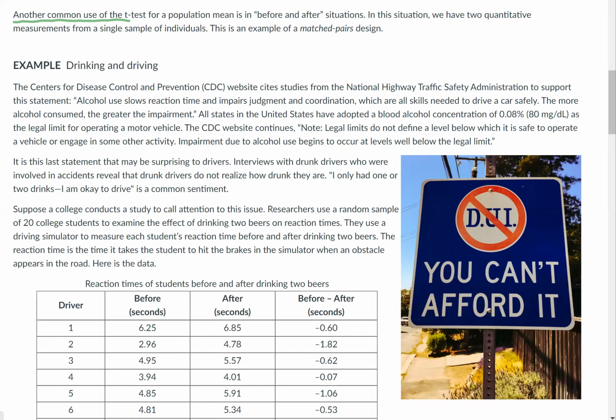Another common use of the t-test for a population mean is in "before and after" situations. In this situation, we have two quantitative measurements from a single sample of individuals. It's kind of hard to wrap our mind around, but here's an example of what they call a matched pair design. It's an example about drinking and driving.